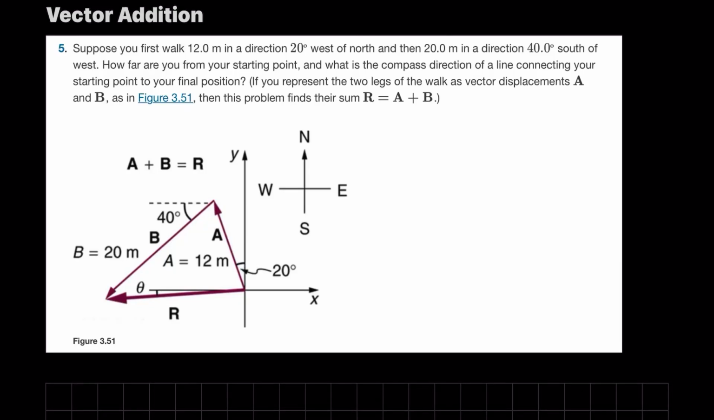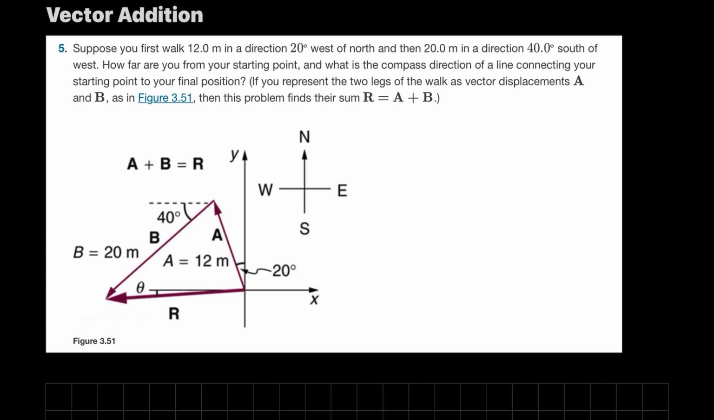Hello everyone, let's take a look at this problem from the OpenStax book about vector addition. Suppose you first walk 12 meters in a direction 20 degrees west of north, and then 20 meters in a direction 40 degrees south of west. How far are you from your starting point? And what is the compass direction of a line connecting your starting point to your final position?